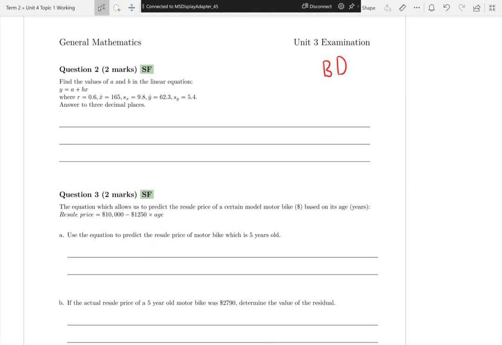Question 2, the equation which allows us to predict the resale price of a certain model of motorbike is based on its age. Resale price is 10 grand minus 1,250 times the age. Use the equation to predict the resale price of the motorbike, which is 5 years old. That would be the answer, but what type of problem is it?